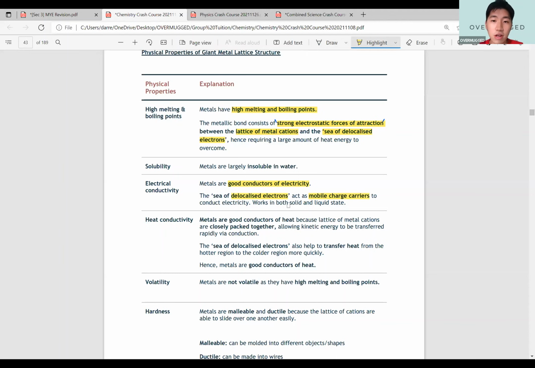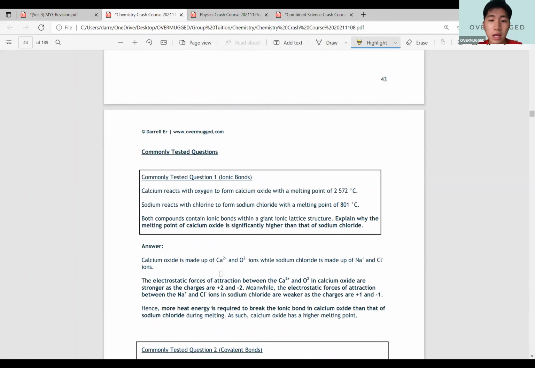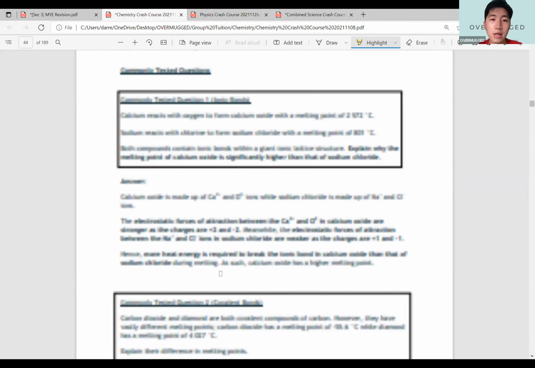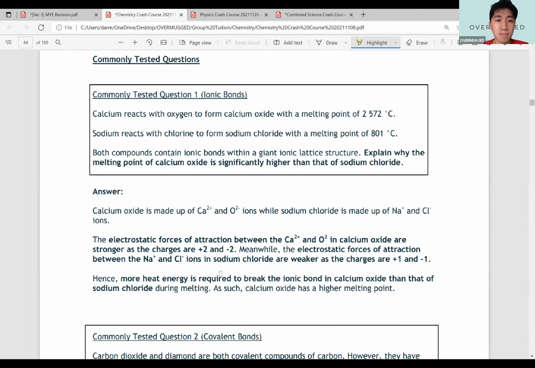Generally in the curated notes, for those of you who bought it, you will notice that the keywords are all bolded for you already. So whatever is bolded is a keyword that you should include in your answer. Now finally moving on, there are some commonly tested questions as well in the notes. I'm just going to show you one here. So this is what I need you to know.